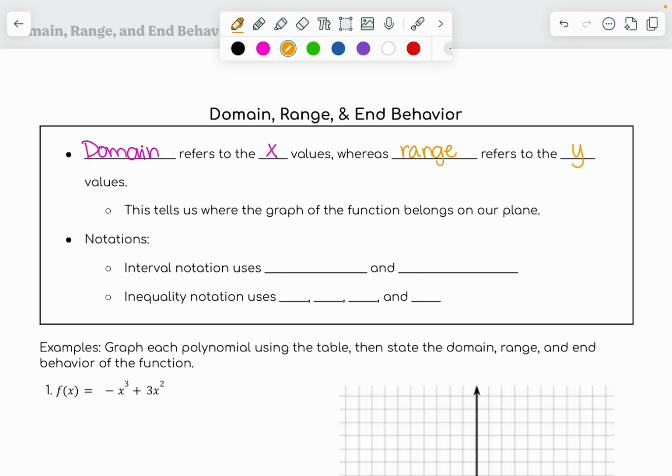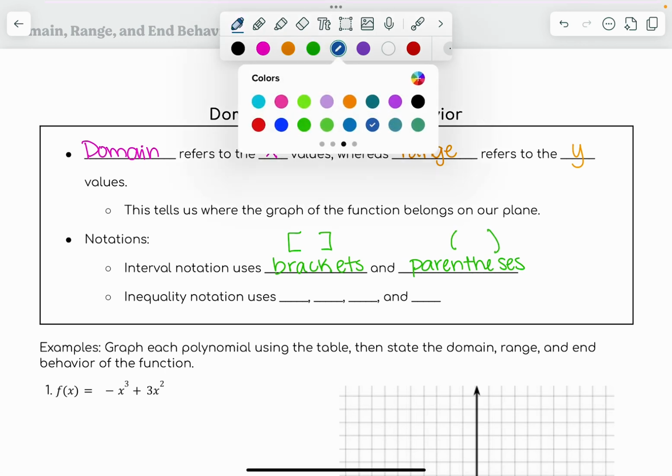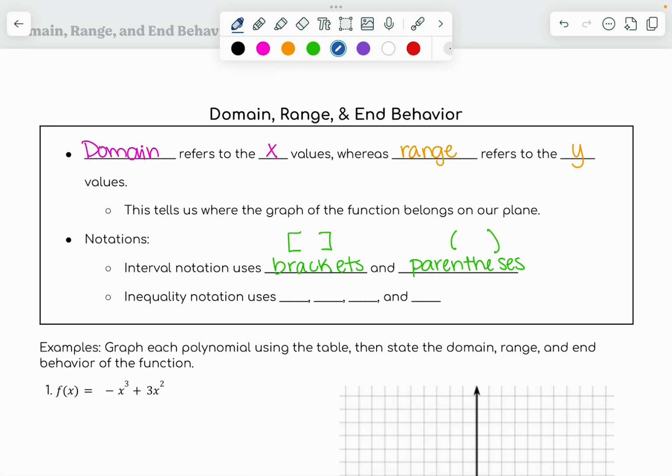When we write the answers for domain and range, we use two different types of notation, either interval notation or inequality notation. For interval notation, we use brackets and parentheses. So brackets are like this, very boxy. Parentheses are the rounded version of that. For the inequality notation, we use less than or equal to, greater than, and greater than or equal to.